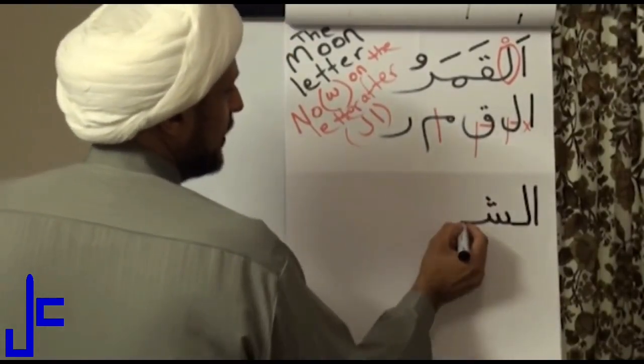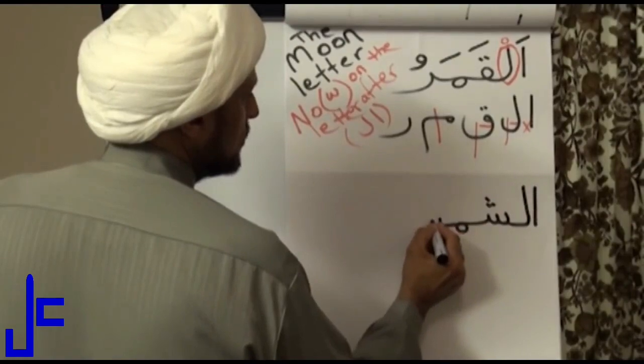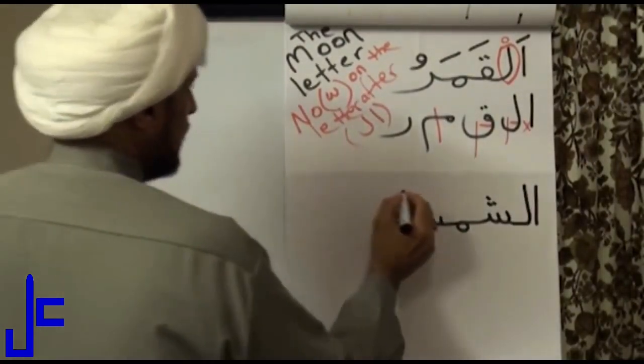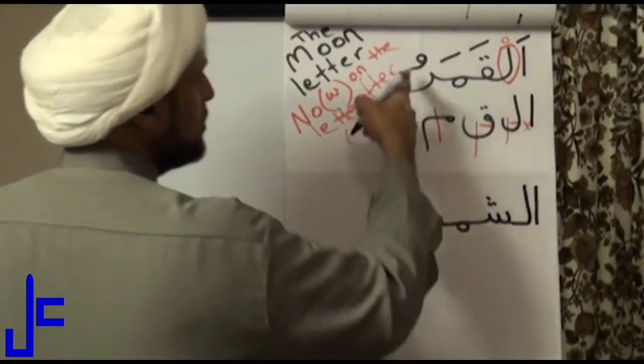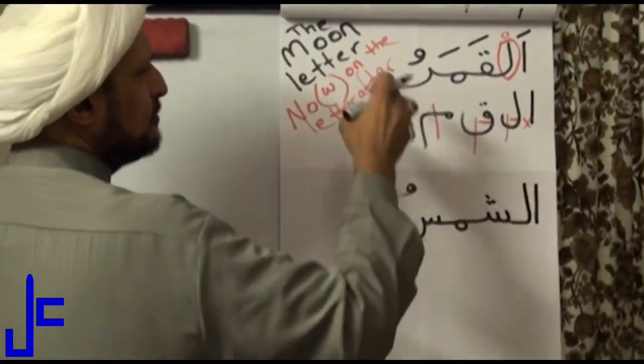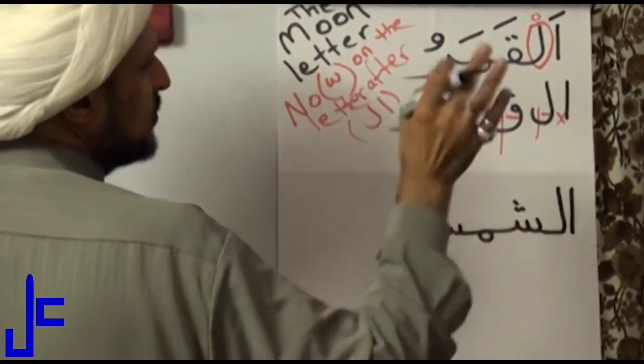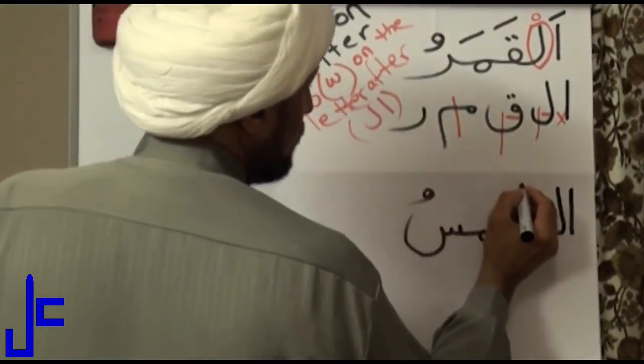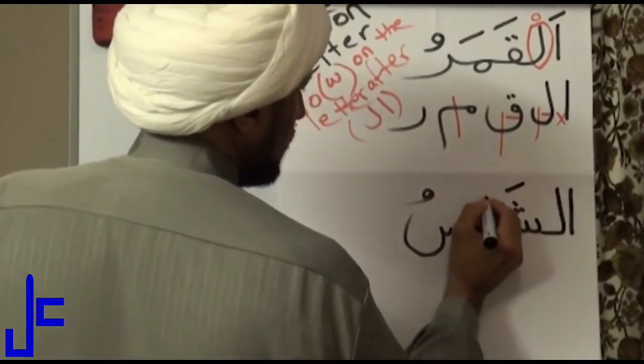We cut the dress. Ash-Shams. Ash-shamsu. Nominal, always names, we end with the oo sound. That's grammar, don't worry about it. So oo sounds are always there. So we have ash-shamsu.